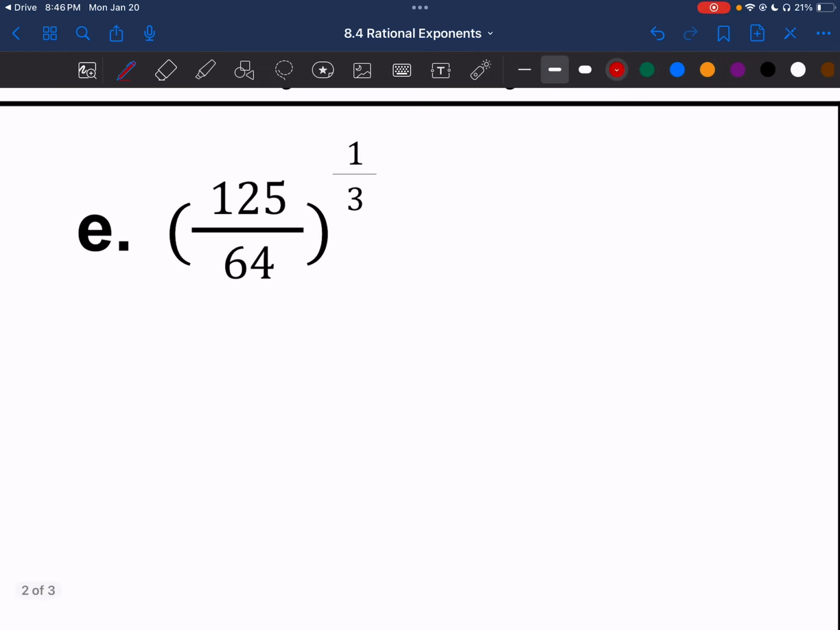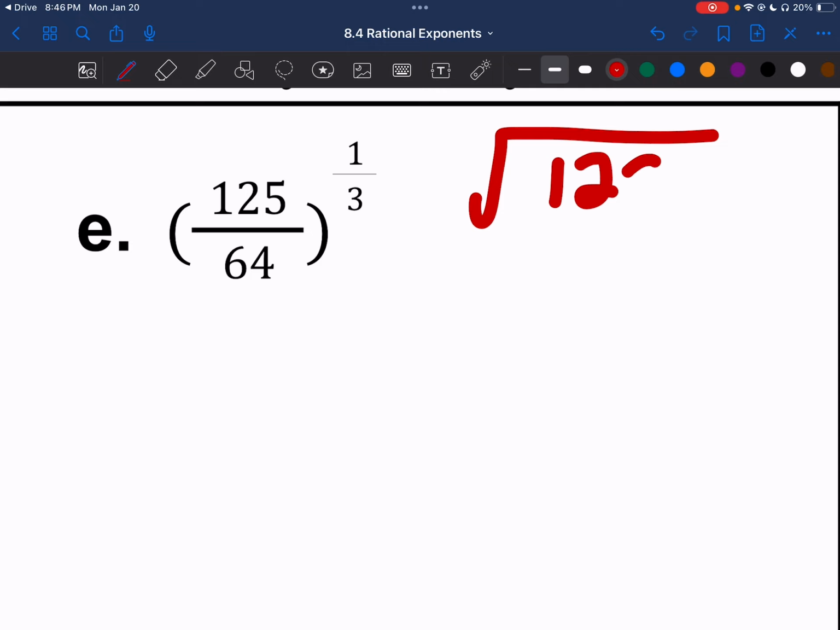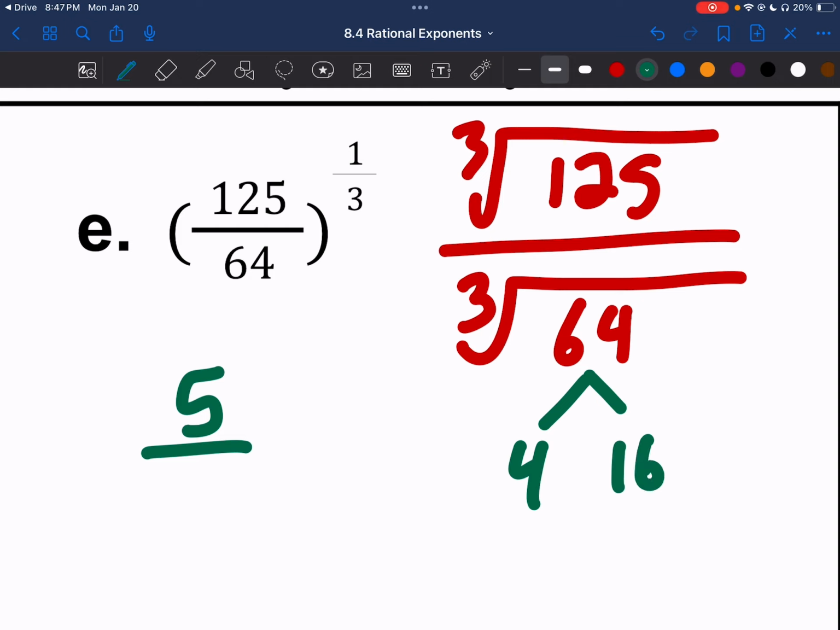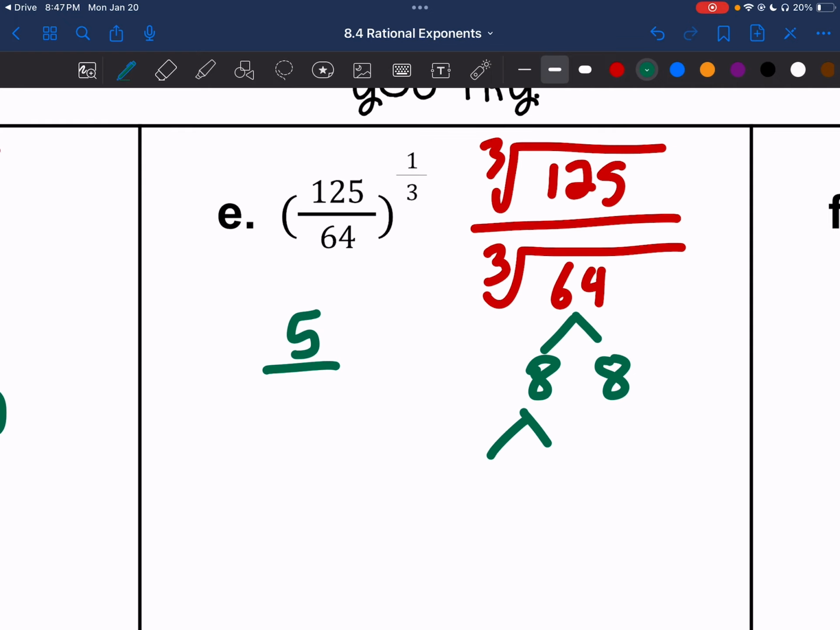Letter E, we're looking for the third root of 125 over 64. So we have the third root of 125 over the third root of 64. Third root of 125, we've worked with this one before. We know that that's going to be a 5. 64, what does that break into? Well, we've got 4 times 16 as a possibility. Or actually, let's do it another way. 64 is 8 times 8. Okay, this is going to be a longer way of doing it. 8 and 8, that breaks into 2 and 4. And 4 breaks into 2 and 2.